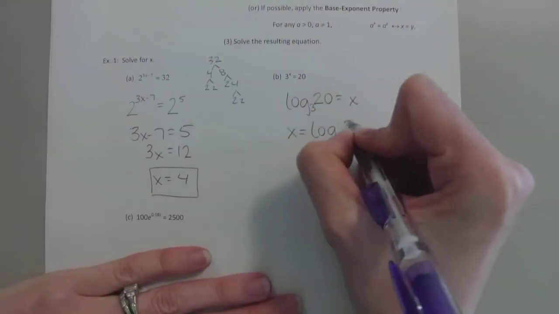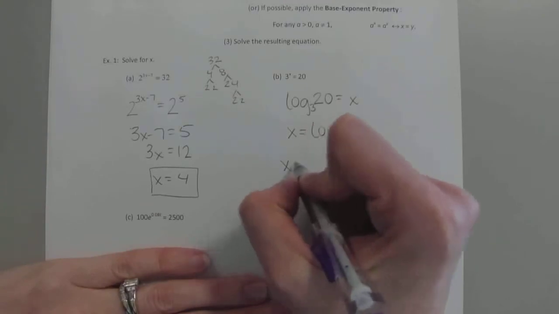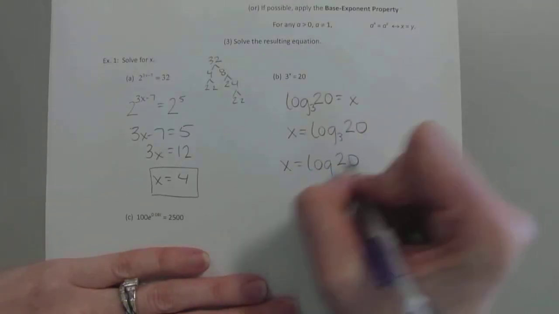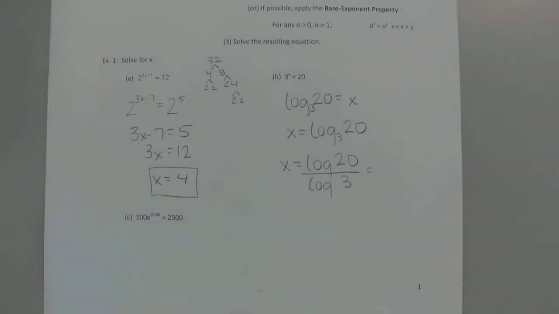Well, remember we learned, I'm going to flip the order here real quick. We learned in 5.3 that we can actually convert any base to any base we want using the change of base formula. And so we can rewrite this as log of 20 over log of 3, or natural log of 20 over natural log of 3. Make sure it's what you're taking the log of, so 20 is the top. And then we're going to put it in our calculator like that.